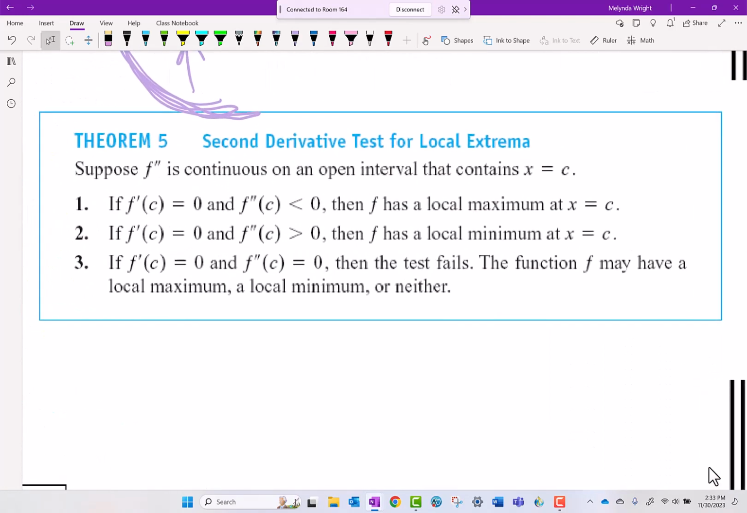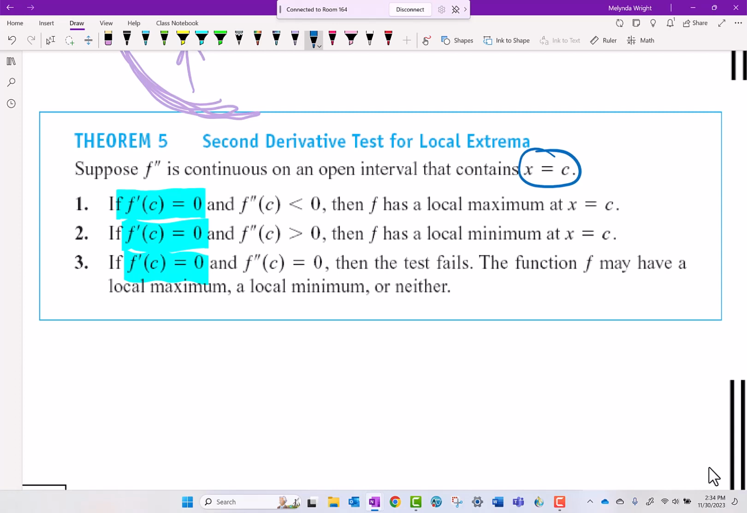So what do we need for the second derivative test? And guess what? You get to memorize this one too. It's another 3. So we need F double prime to be continuous. Well, that makes sense. These are the parts right here. F prime has to be 0. So these are our qualifications. In all 3 circumstances, F prime has to be 0 at C, which would be like a critical number. This is at X equals C, right? So F prime is 0. So now let's see what happens.